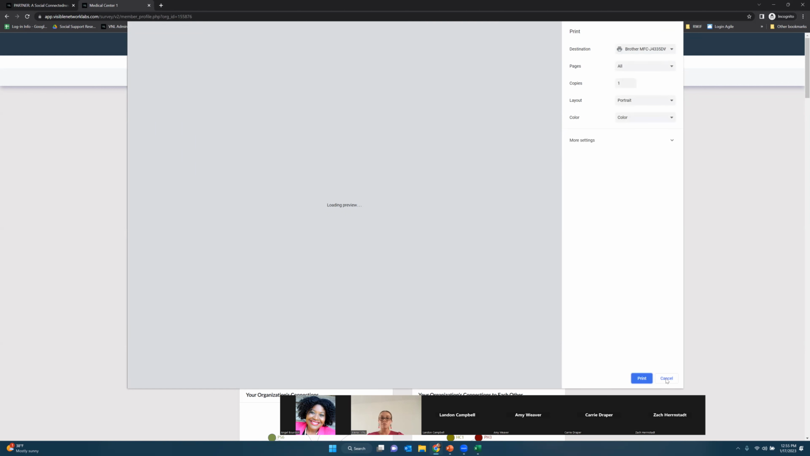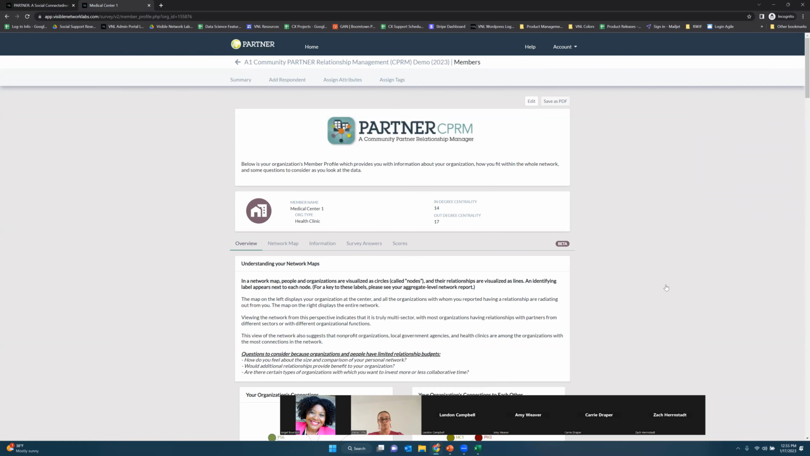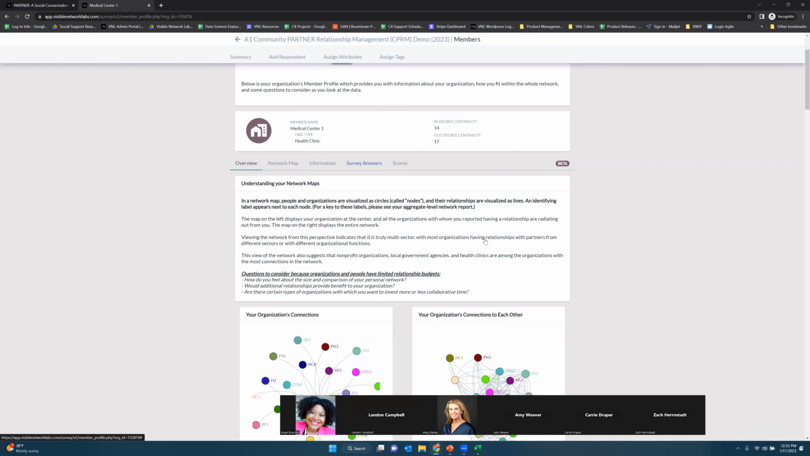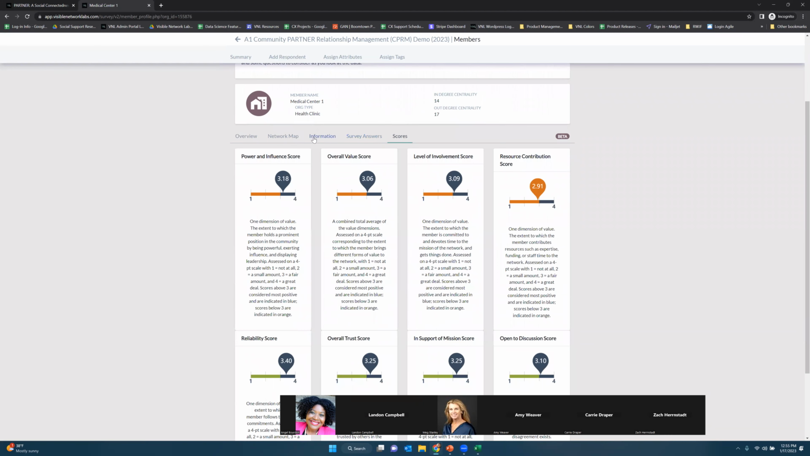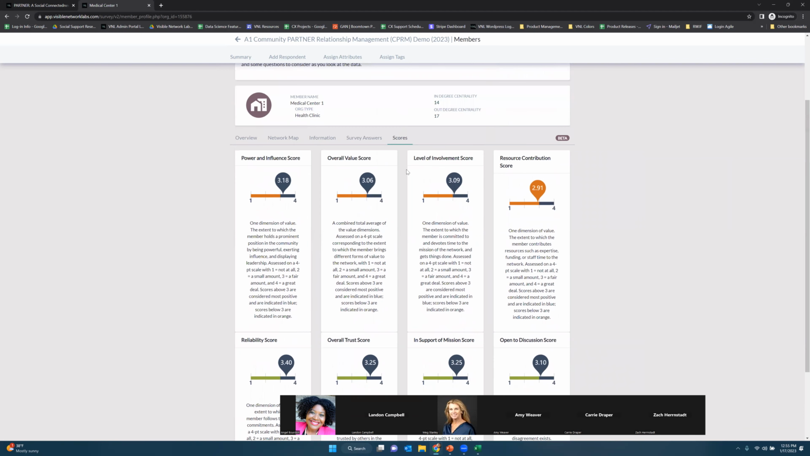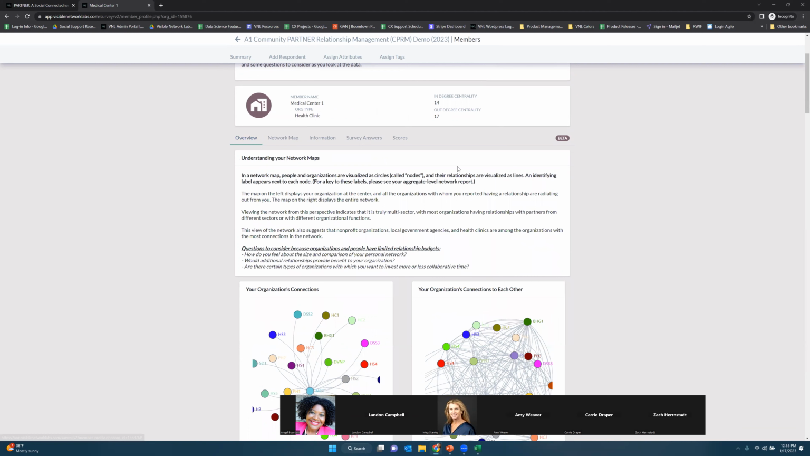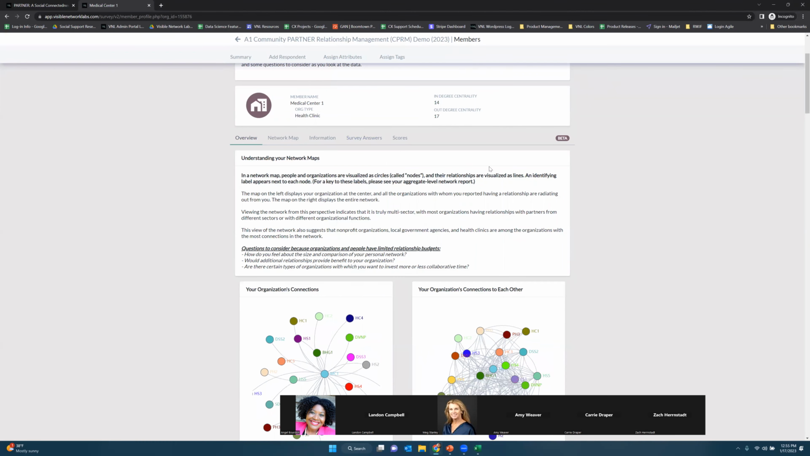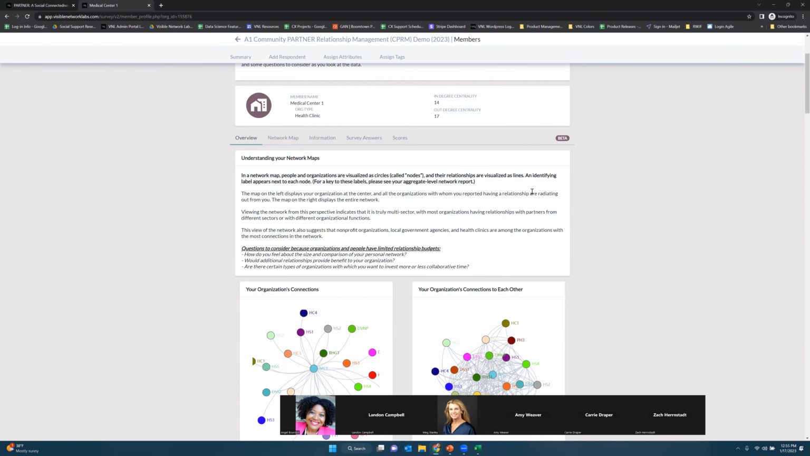So if you only want to print off their survey answers, or you only want to look at how members perceive them, you can click on these different tabs that appear within the member profile and look at specifically that information. The overview screen is either the default or it's customized based on your project.